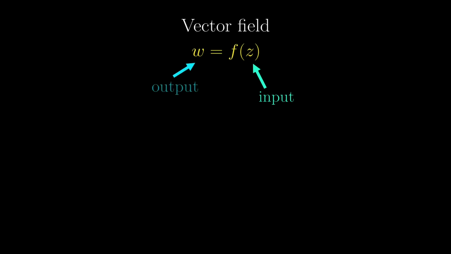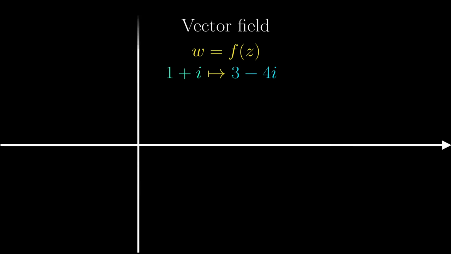Alright, we get onto the third method, vector fields. The rationale is similar to domain coloring. Again, we have a complex function with its input and output, but this time instead of colors, we use vectors to denote the output. Let's reuse the example where 1 plus i is mapped to 3 minus 4i.